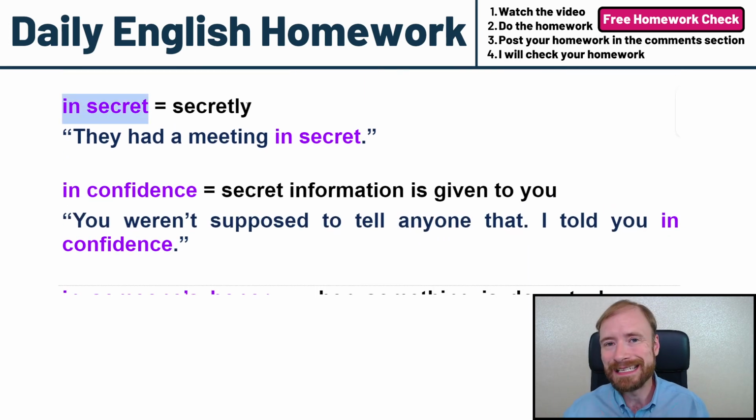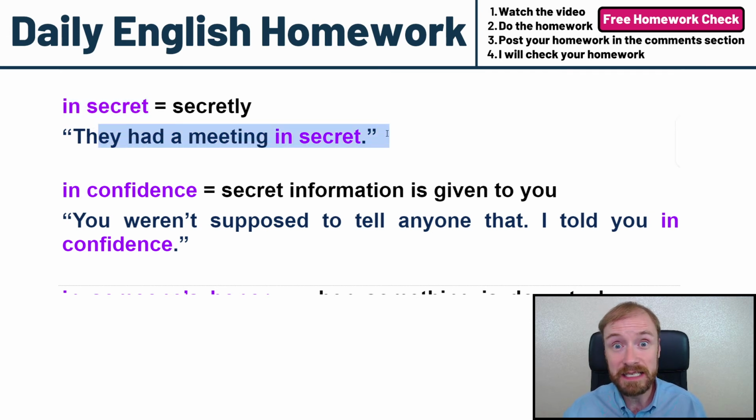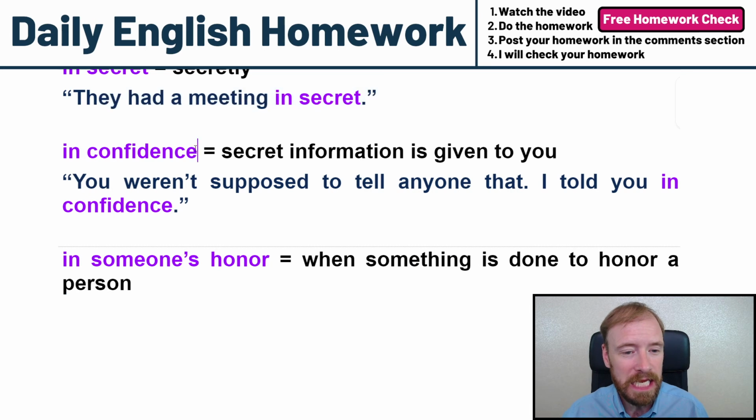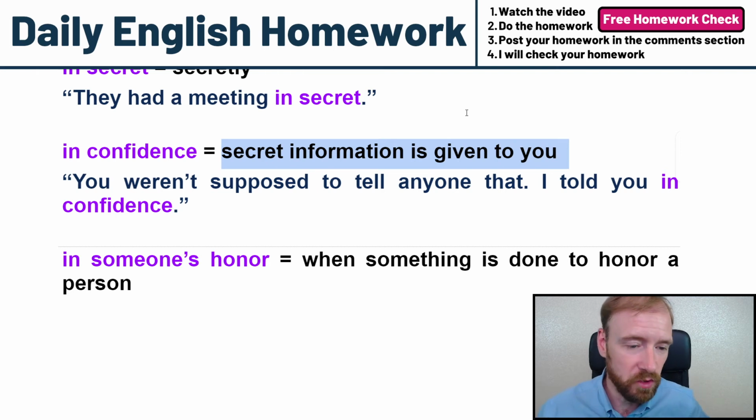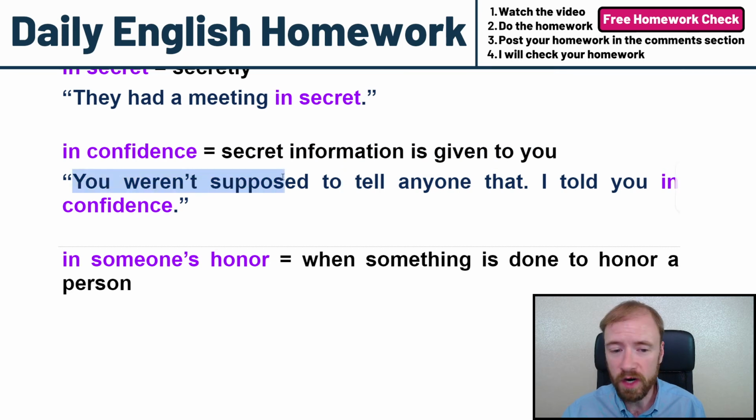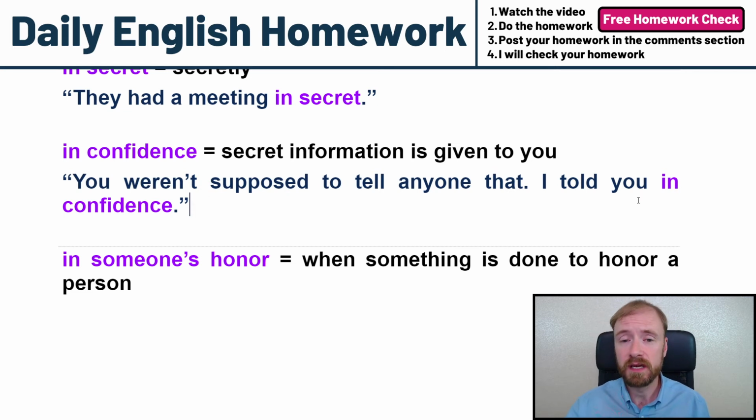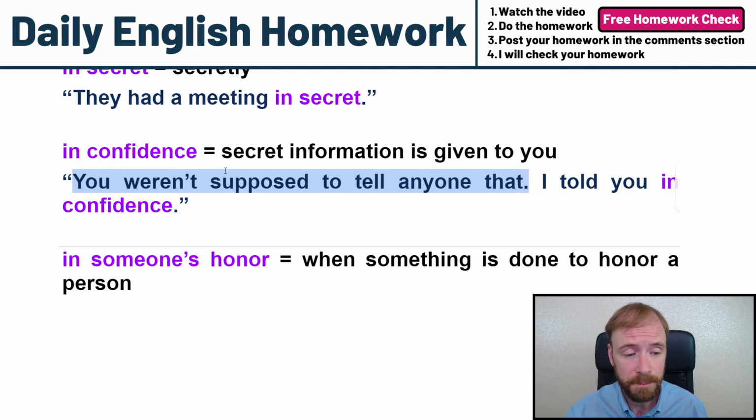In secret, secretly. They had a meeting in secret. Ooh. In confidence. Secret information is given to you by someone, and they don't want you to talk to other people. So you weren't supposed to tell anyone that. I told you in confidence. I told you that secret you were not supposed to tell. But in this case, this person talking, bad person. So you weren't supposed to tell anyone. I told you in confidence. I told it as a secret.